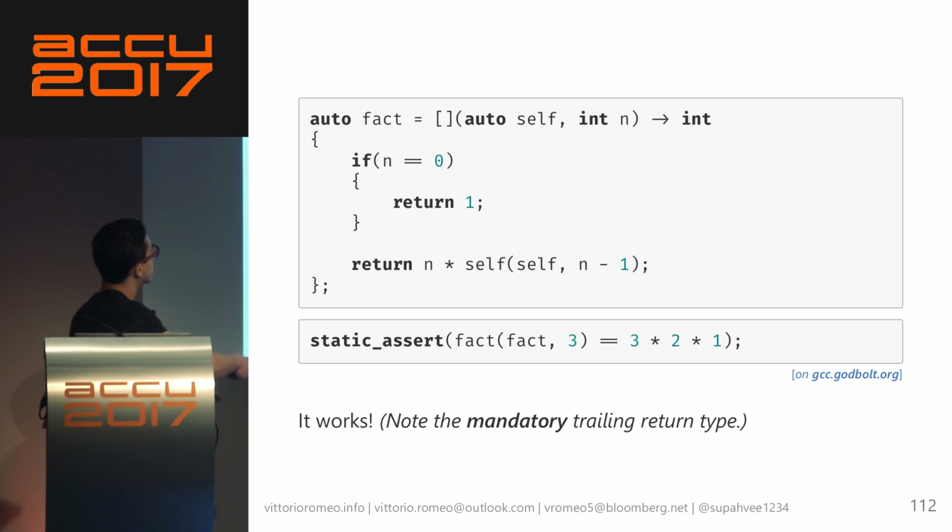It looks weird. So what we do is have fact. It takes an auto self parameter here, so it's taking itself as a parameter. We also need to have a mandatory trailing return type to help the compiler deduce what we're going to return. And once we do that, we can call n multiplied by self of n minus 1. What this is doing is calling this function object that we passed with itself again and making progress in the recursion. And if we try to static assert it by calling fact with 3 against the expected result, it works. So this is how you define recursive lambdas without any extra cost.